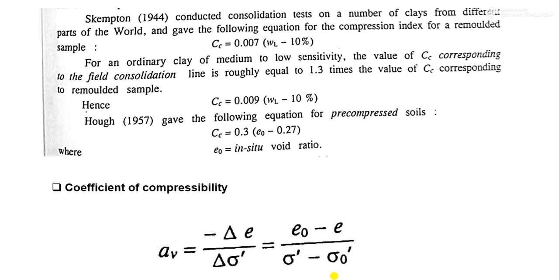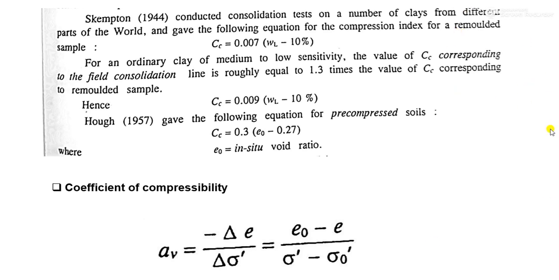We are talking about the disturbed sample as well as the remolded sample. So e0, and Cc means the compression index. There is one simple formula to find out the Cc value. If we have the liquid limit value of our soil, we can easily find out this compression index. These equations are very important.